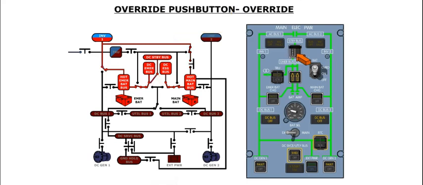When the override push button is pressed in, the DC standby bus and inverter 1 will be powered by the source that is supplying the DC emergency bus. When this position is selected, the override caption illuminates in the push button.